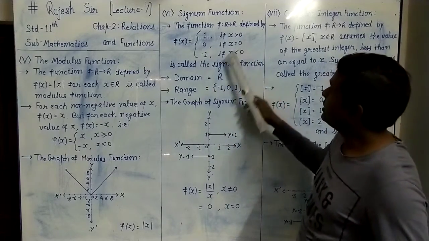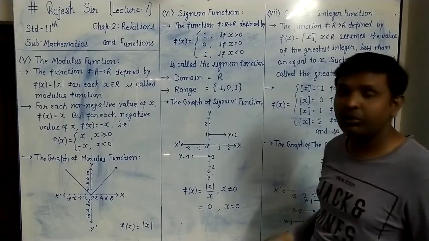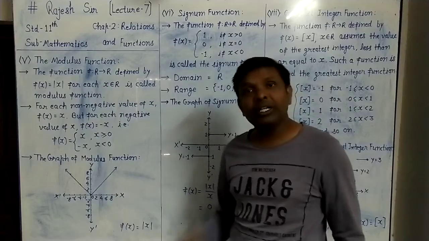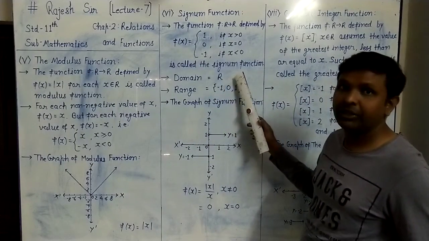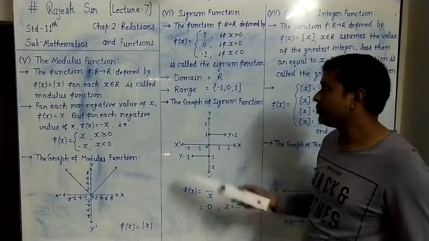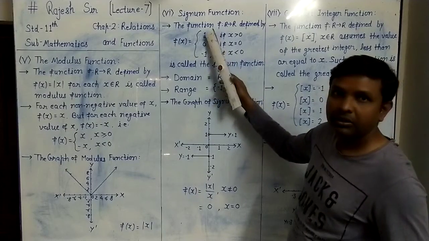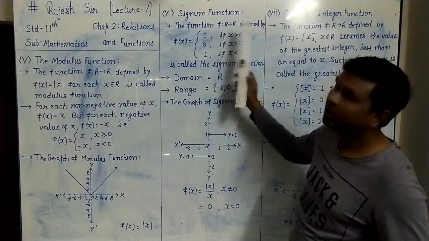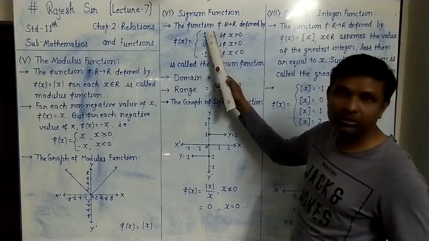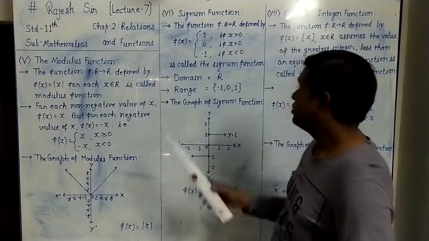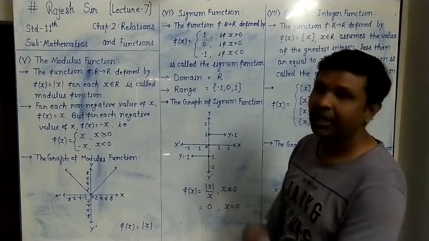So you can understand that its domain is x greater than 0, less than 0 and 0. Any value you can take, that is, all real numbers. So the domain is R, the set of real numbers. But its range, meaning its answer, is only these three: either minus 1 or 0 or 1. For all negative values minus 1, for all positive values plus 1, and for 0 it is 0. So the range is minus 1, 0 and 1. These three values only it will have.